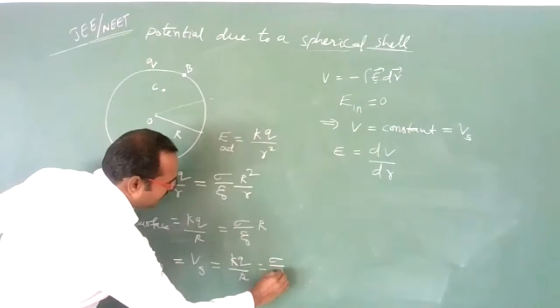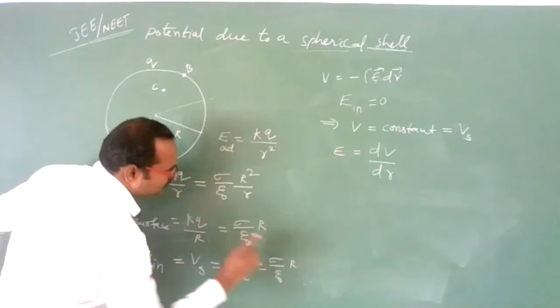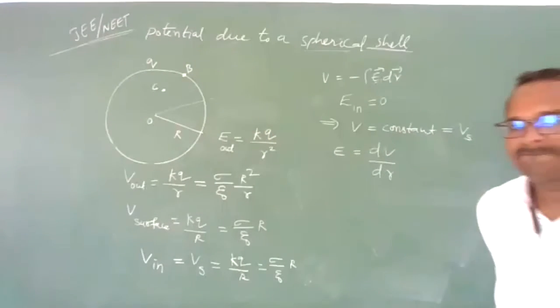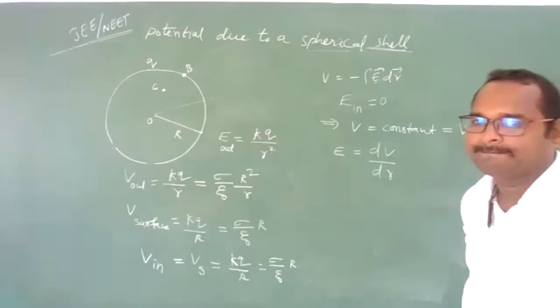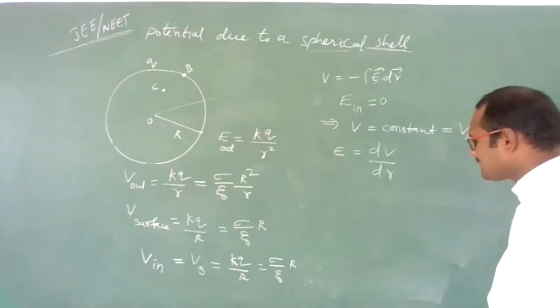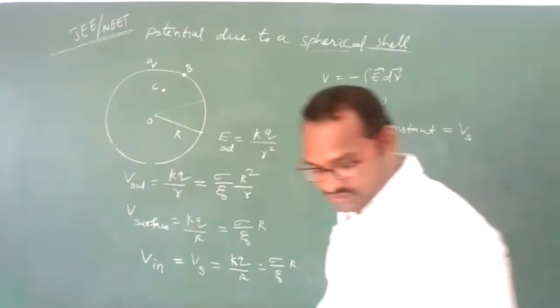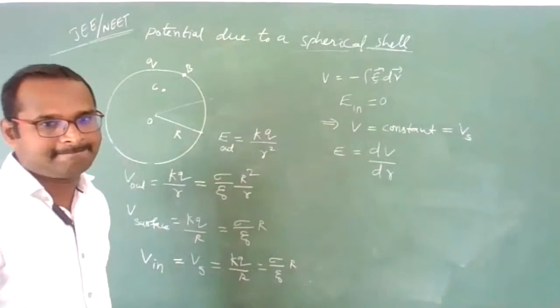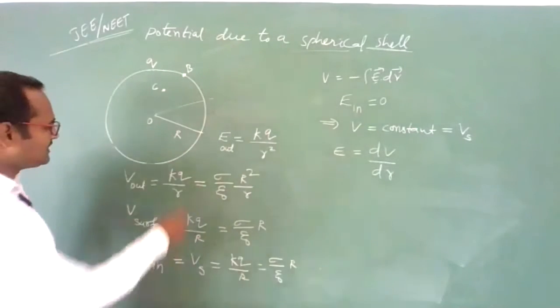equal to sigma by epsilon naught into capital R. You must remember this. Okay? Clear? Any doubt in this? Important. They will ask you different types of questions depending upon this. You must remember these three.